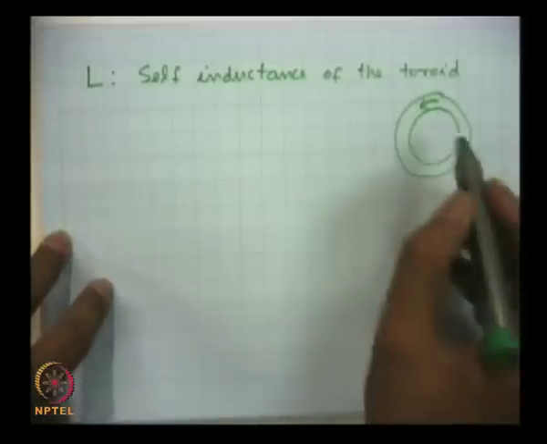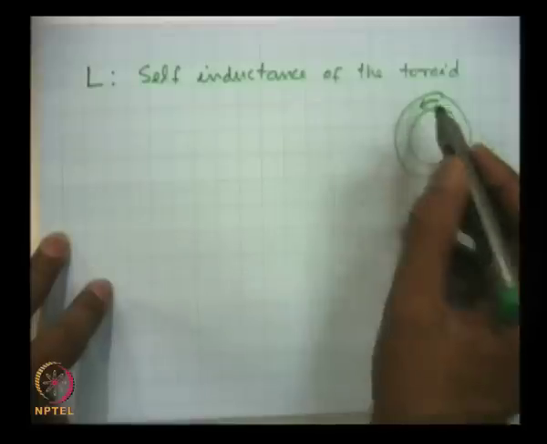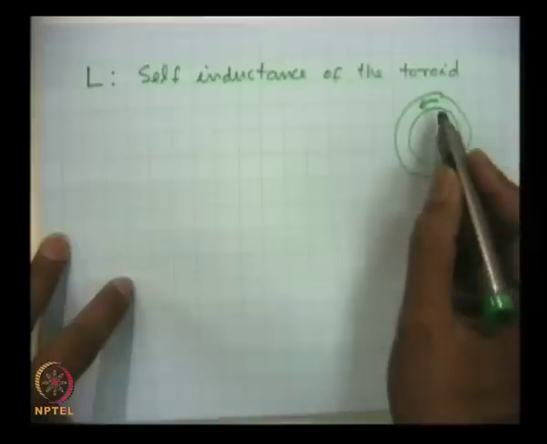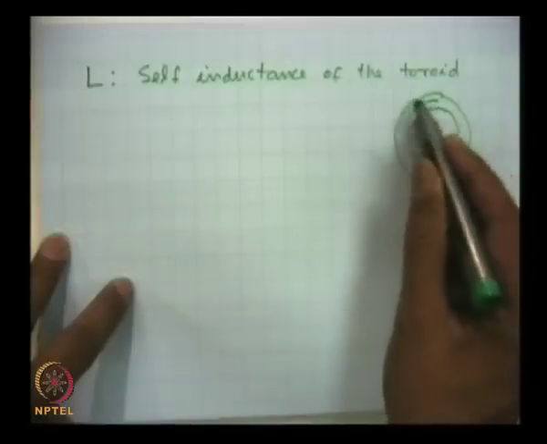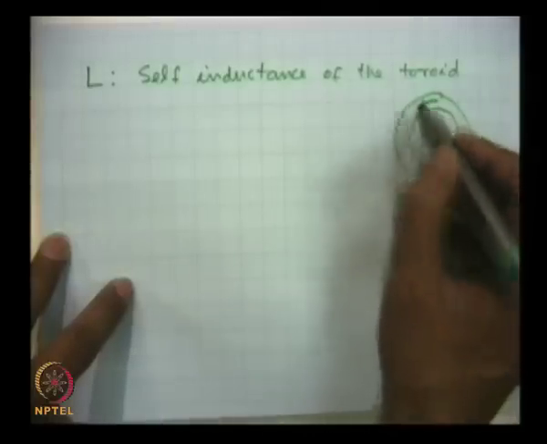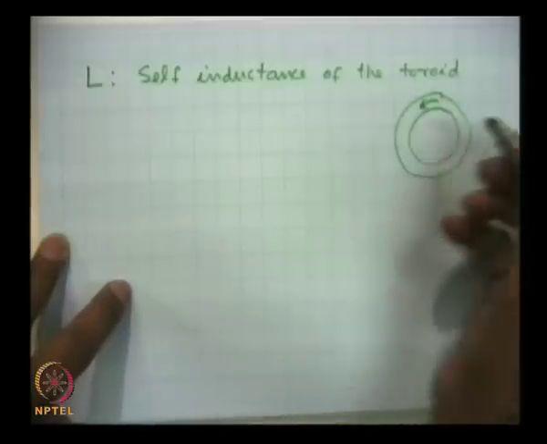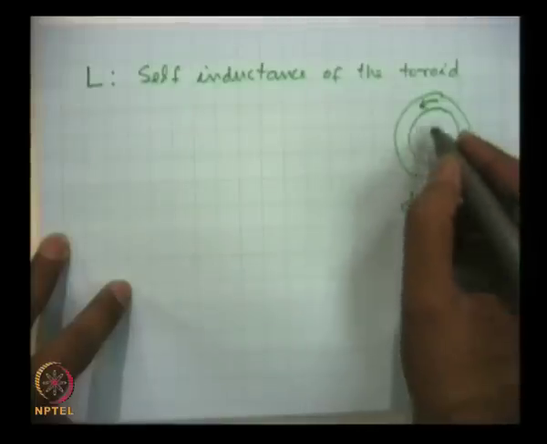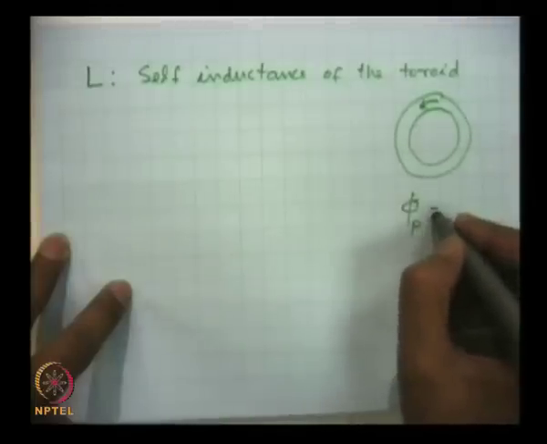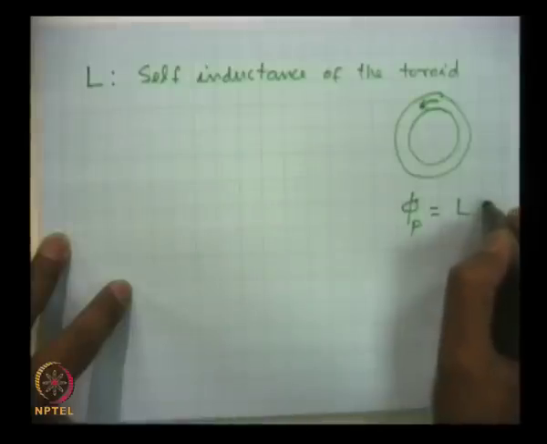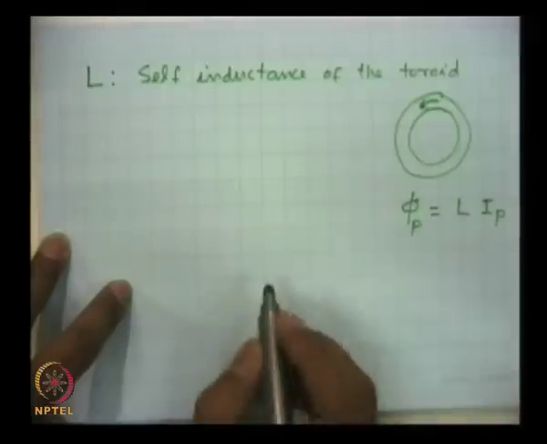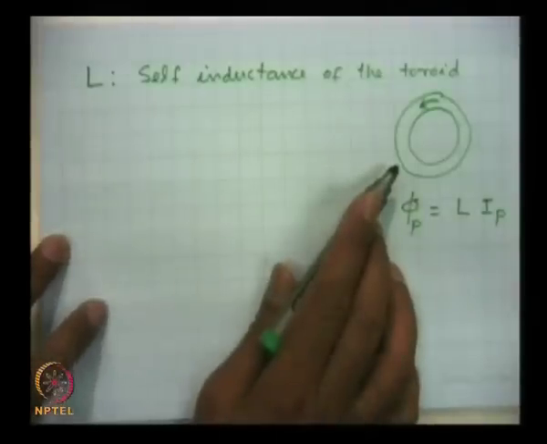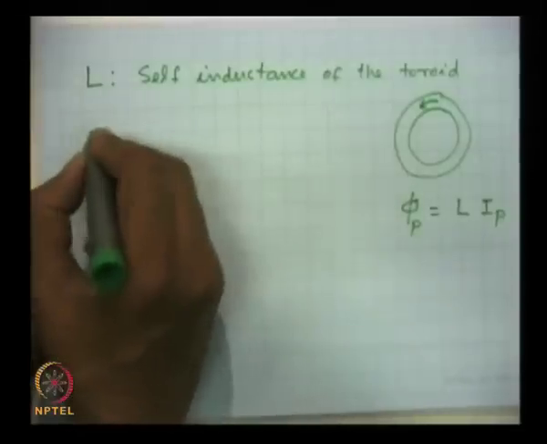Phi was not the flux produced by this current. Phi was the flux produced by the current in the transformer, and I am talking of the flux produced by the plasma current. So I will call it phi p, the plasma current produces a flux linked with the circuit, and this will be equal to L into IP. So this is how you define self-inductance of a plasma toroid.